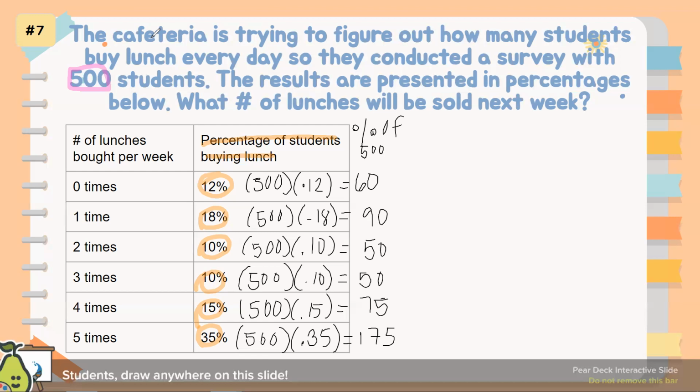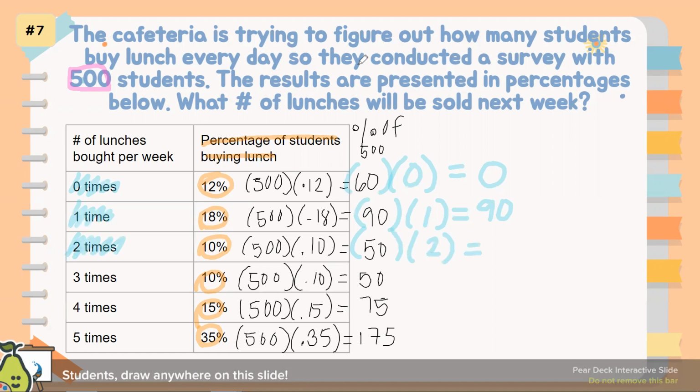Okay. Now, remember, the cafeteria is trying to figure out how many students buy lunch every day. And these are the results from the survey. We want to know how many lunches will be sold. So if a student buys lunch 0 times, then these 60 students are buying lunch no times. That means there's no students buying lunch that week. And if these 18% only buy it 1 time, that means 90 students only buy it 1 time. That gives us 90.